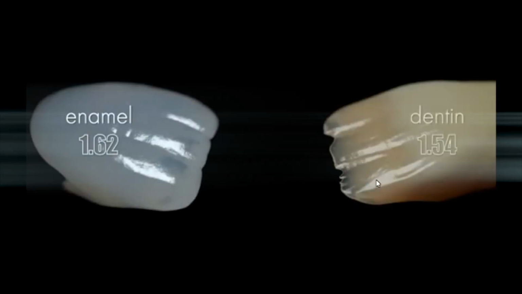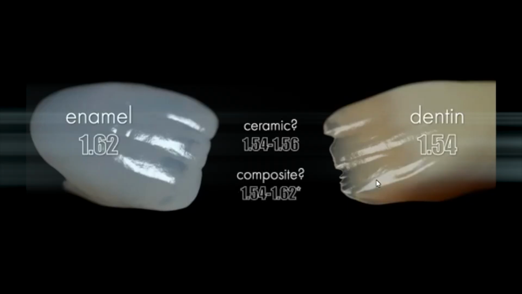So what is the refractive index of enamel, and what is the refractive index of dentin? Enamel has a refractive index of 1.62, dentin has a refractive index of 1.54, and our materials are relatively similar. So ceramic and composite both match pretty well the dentin refractive index, although they are a little bit smaller than the refractive index of the enamel. So there are some materials that can match the refractive index of the enamel, but is that really important or not? This is the question. Do we really need to match the refractive index of the enamel?